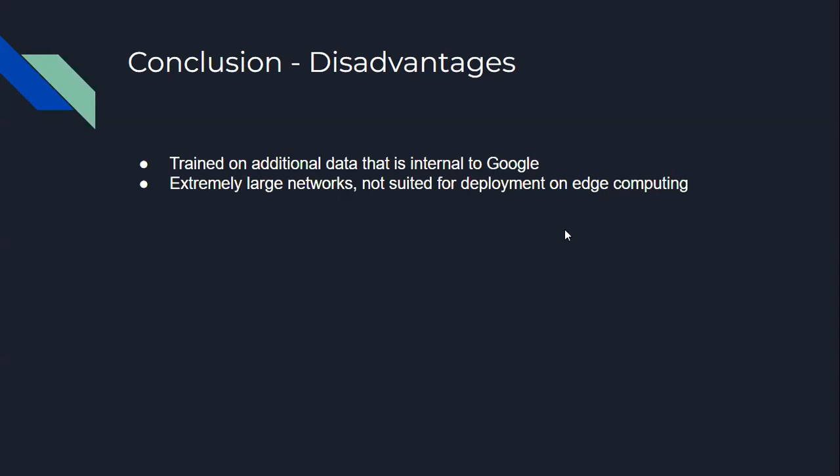The biggest disadvantage is this is trained on private data that's internal to Google, and your average person or researcher may not have access to such a huge data set. So that could be a problem for pre-training. And also for extremely large networks, they are not suited for deployment on edge computing. I would also like to note that one of the big disadvantages is that it works well only on larger data sets that are astronomically large. It can be very hard for even a small business to take advantage of the power of transformers.